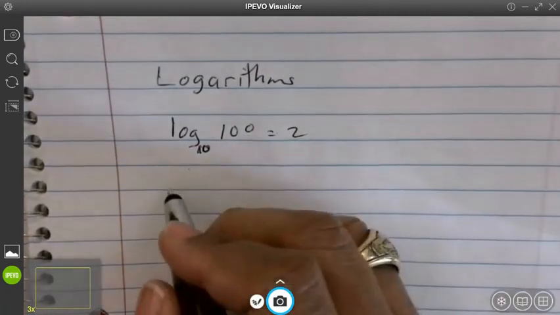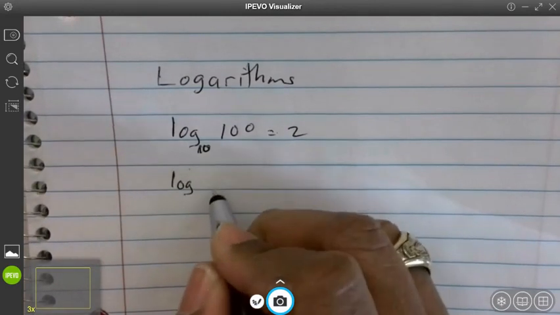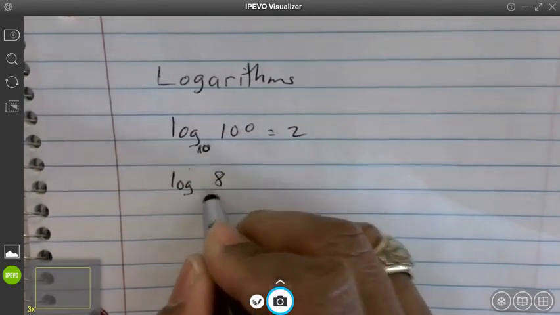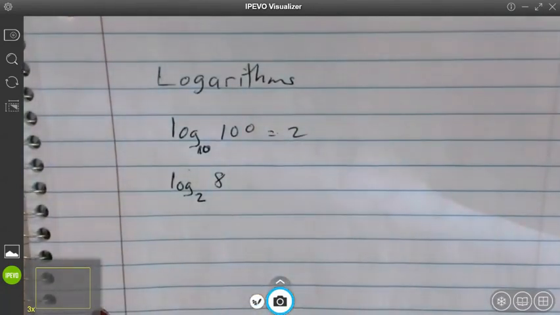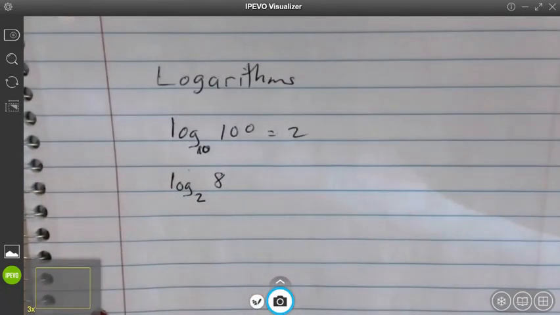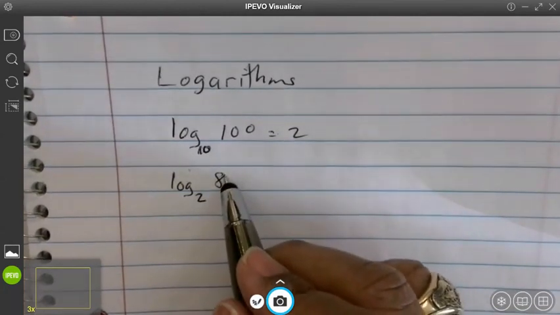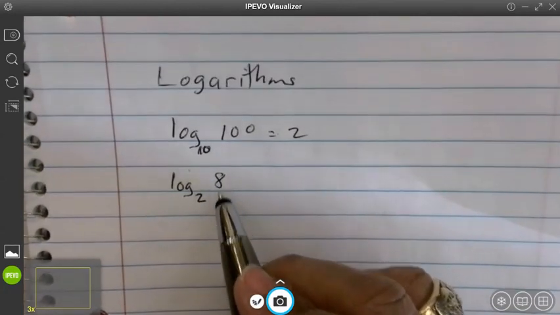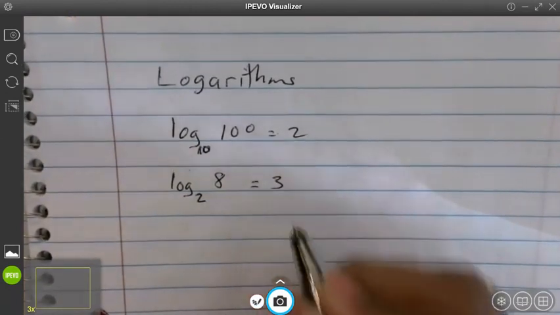Just like another one. Let's say I have log of 8 base 2. All we're saying is 2 to what power gives you 8? That's why I know your powers. 2 to the third, so that would be 3.